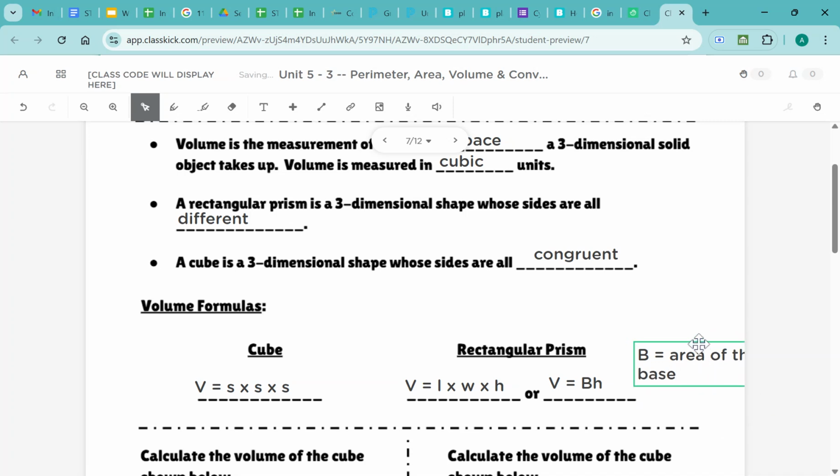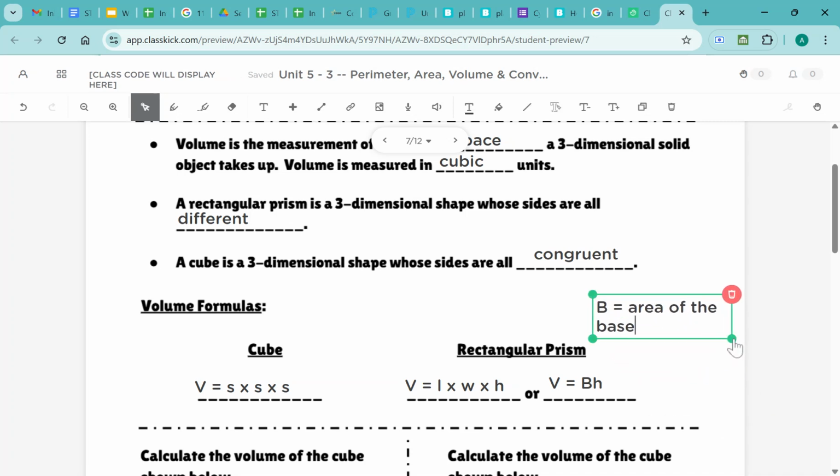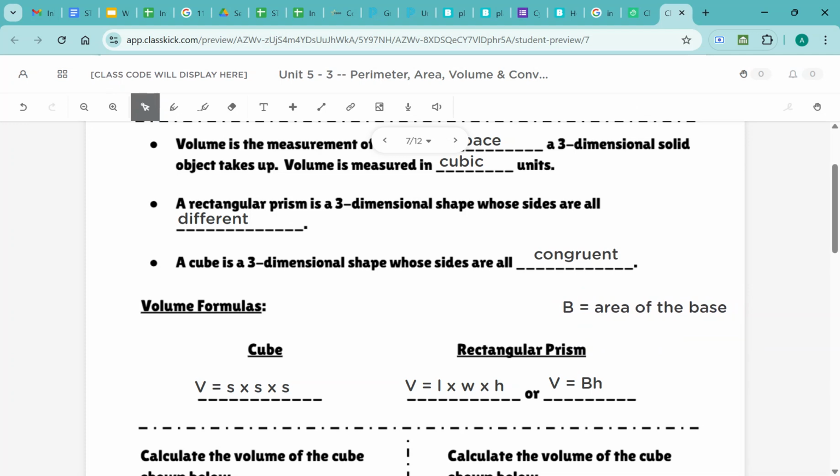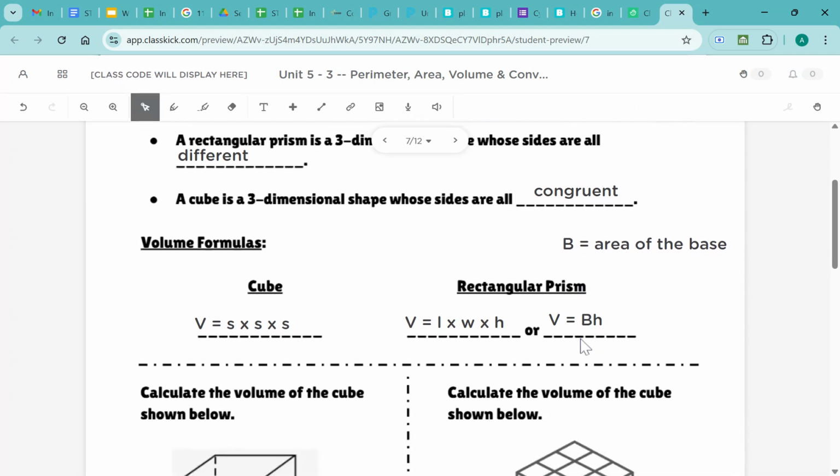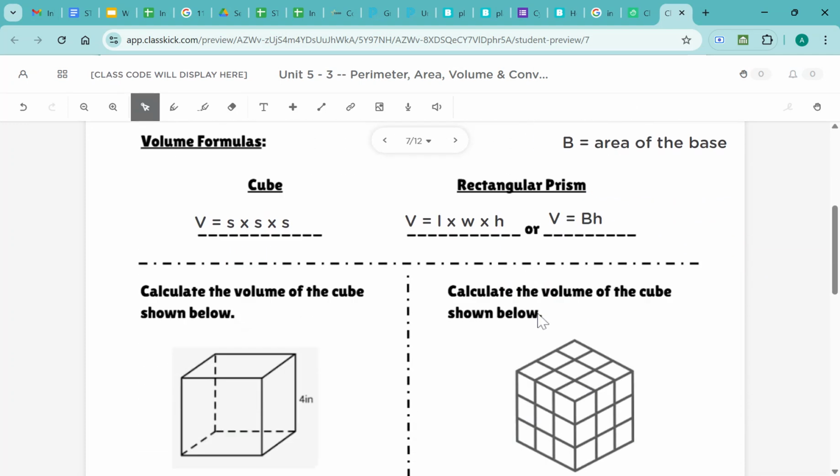Which is an important concept, especially starting next year, but you get introduced to it this year. So you find the area of the base by multiplying the length and the width of the base, and then you multiply that area by the height, and you'll get the volume. So either way works, right? Okay, so let's go ahead and do some practice now.